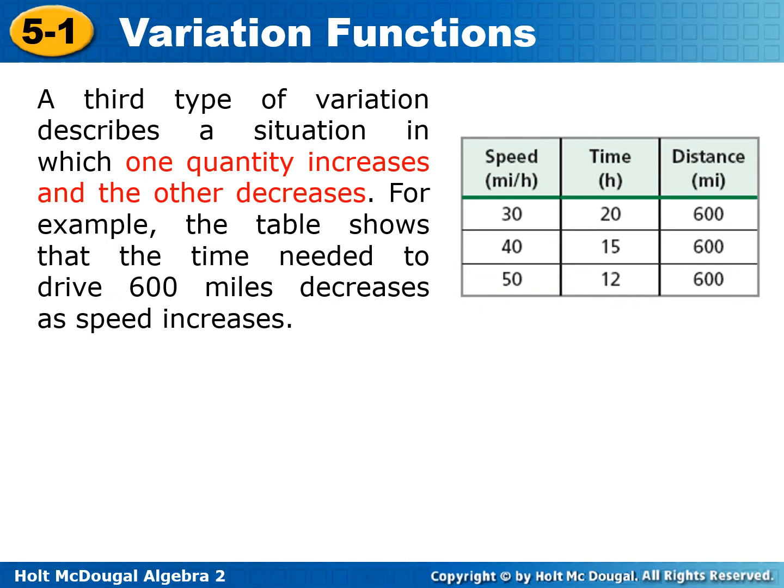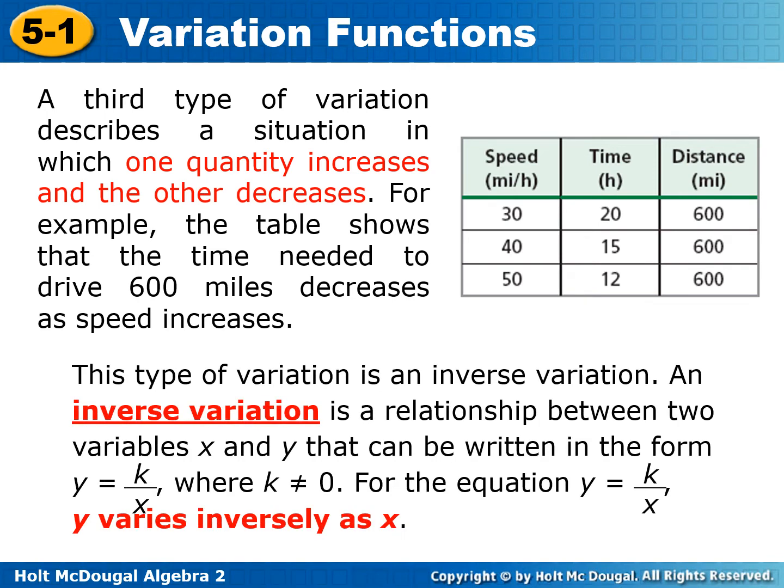A third type of variation describes a situation in which one quantity increases and the other decreases. For example, the table shows that the time needed to drive 600 miles decreases as speed increases. So this type of variation is an inverse variation. An inverse variation is a relationship between two variables x and y that can be written in the form y equals k over x, where k is not equal to 0, and for the equation y equals k over x, y varies inversely as x.